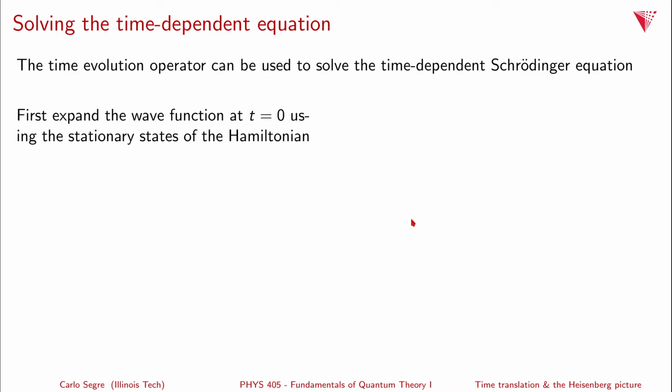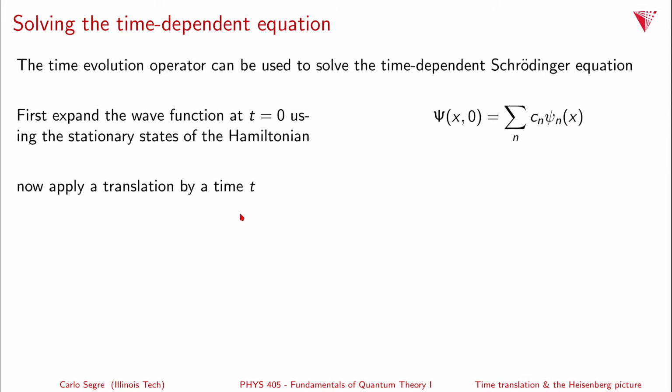We first expand the wave function at time equals 0 using the stationary states of the Hamiltonian. That is, psi of x and 0 is equal to the stationary state psi sub n of x times each coefficient, all summed over all the possible values of n. If we apply a translation by a time t to this wave function, we get that psi of x and t is equal to U of t applied to psi of x and 0. And this is equal to the sum over n, c sub n, U of t applied to psi sub n of x.